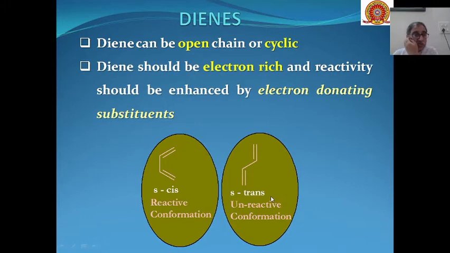Now dienes can be open chain or cyclic, and these dienes should be electron rich, and reactivity is enhanced by electron-donating substituents present on the diene. For a diene to be reactive in the Diels-Alder reaction, it must have a cis configuration. For example, this one is a cis configuration of the diene, whereas this one is a trans configuration, and this will be unreactive for the Diels-Alder reaction.